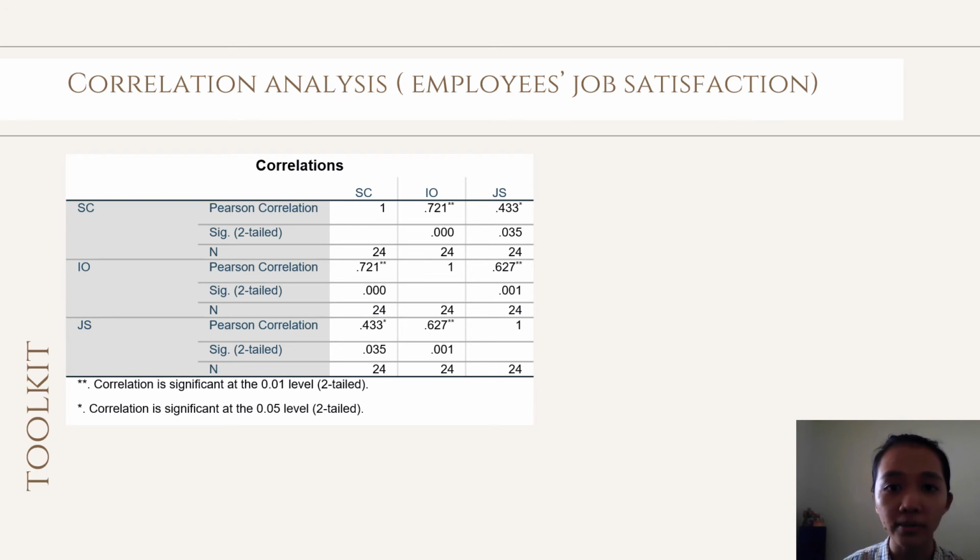To support the research, I am showing the correlation analysis. For the employee job satisfaction, from this table, we notice that for service agreement toward job satisfaction, the significant value is 0.035. This value is less than 0.05, which means we are able to reject the null hypothesis for this statement. Secondly, organization identification toward job satisfaction: the significant value is 0.001. With this value, we are also able to reject the null hypothesis.